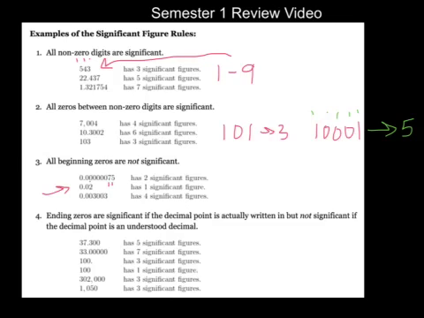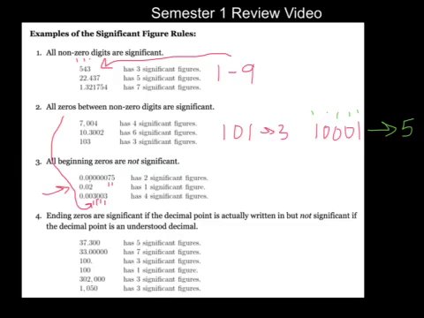Now, here's the tricky one. Refer to rule 2. Coming down to this, we have 3 and 3, and the zeros bracketed by those numbers are significant as well. So we don't just have 2, we have 4. Right? Now, rule number 4.